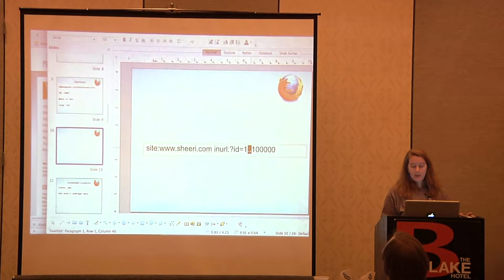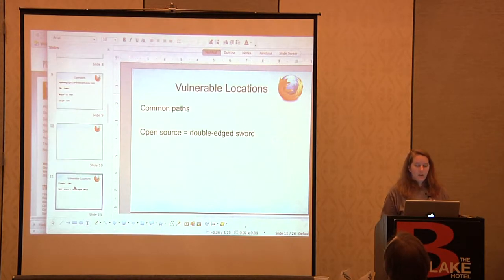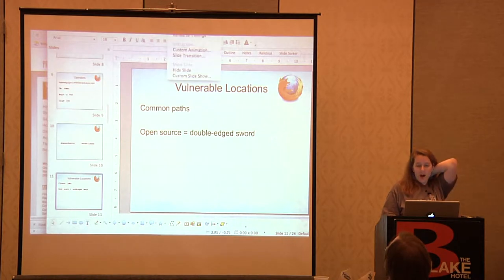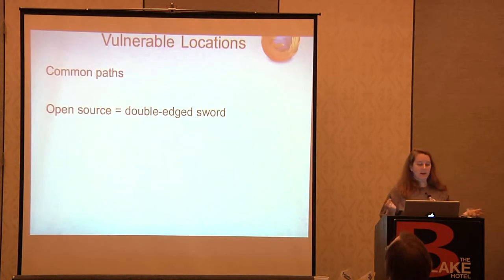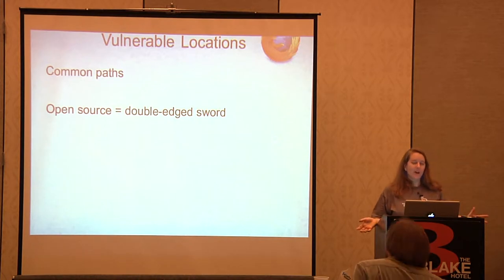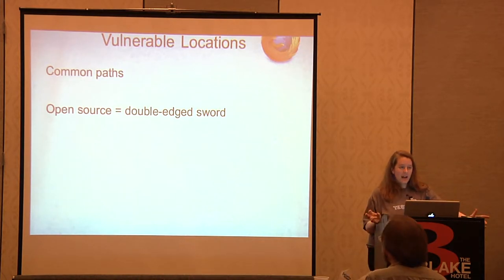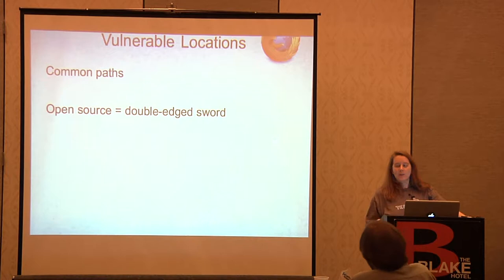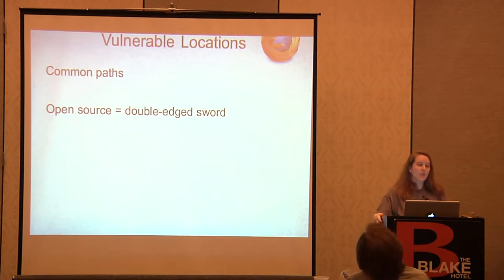So the range is pretty useful here. Most people know about site already. In URL, you may not have known, and also the dot dot for the range. So common paths. What are some vulnerable locations, some common paths, like if you're using a CMS, content management? One of the things about open source is a double-edged sword in this kind of way. Having a default password is kind of a double-edged sword because you want a password, but if it's a default password, everyone's just going to know it.